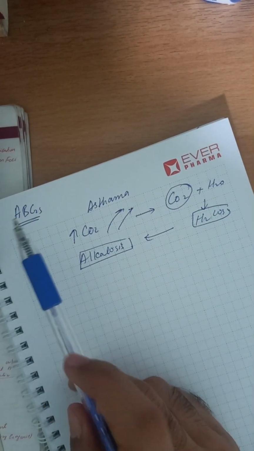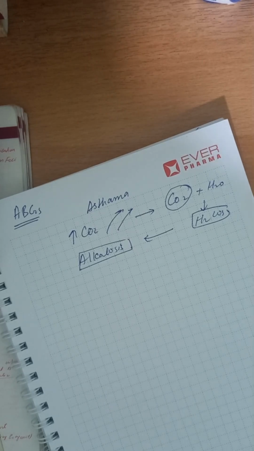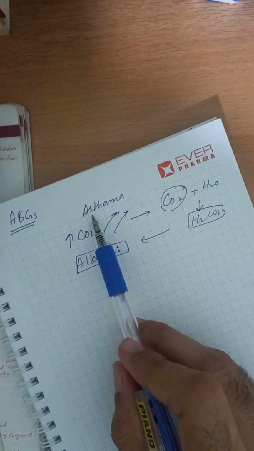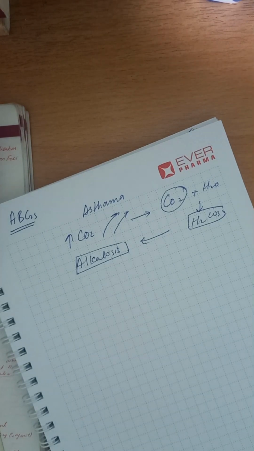There's one more thing, and that is ABGs, arterial blood gas. What do we find in arterial blood gas in asthmatic individuals? So we know that asthma has exacerbations. It's not that when an individual is asthmatic, he's symptomatic all the time. He has exacerbations. So in early exacerbation, the patient is still in a state of compensation. What do I mean when I say a state of compensation?